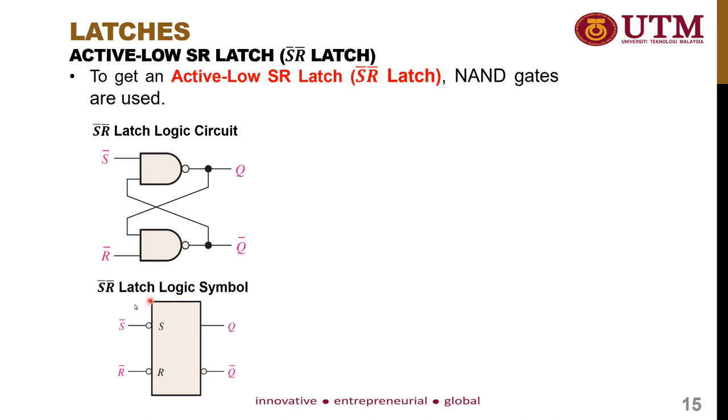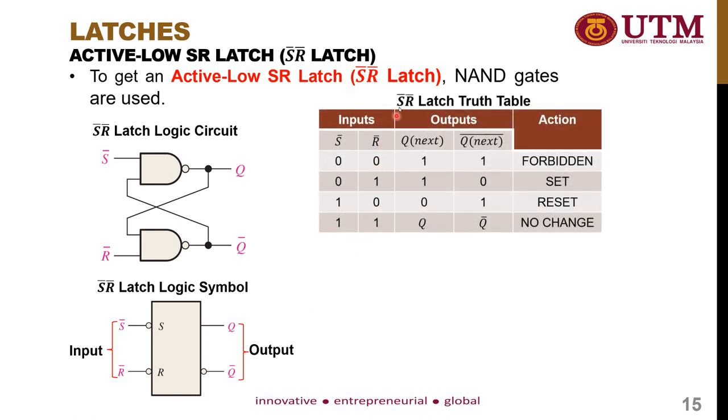So this is the S bar R bar latch logic symbol, which has a total of two inputs, which are S bar and R bar. So it is active low, because it has a bubble on the input, and it has two outputs, which are Q and Q bar. Okay, so this is the truth table of the S bar R bar latch.